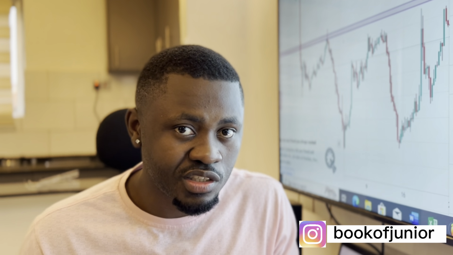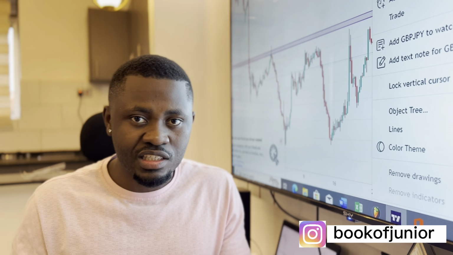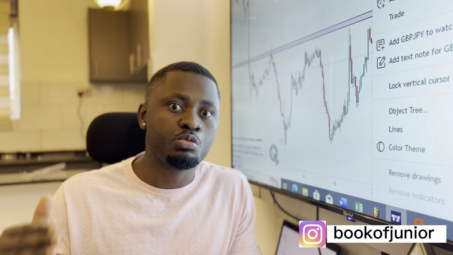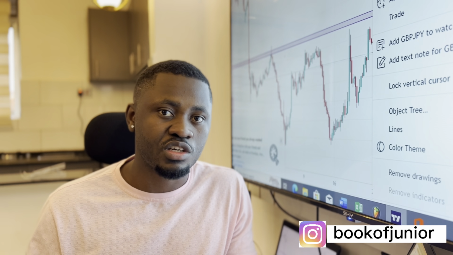And use the simplest strategy, which is support and resistance, and also breakouts and retests. Use only that, practice it for some time. You'll be a profitable trader. But if you're a trader who's going to be mixing up indicators, blah blah blah, you're never going to be able to succeed in the forex market.